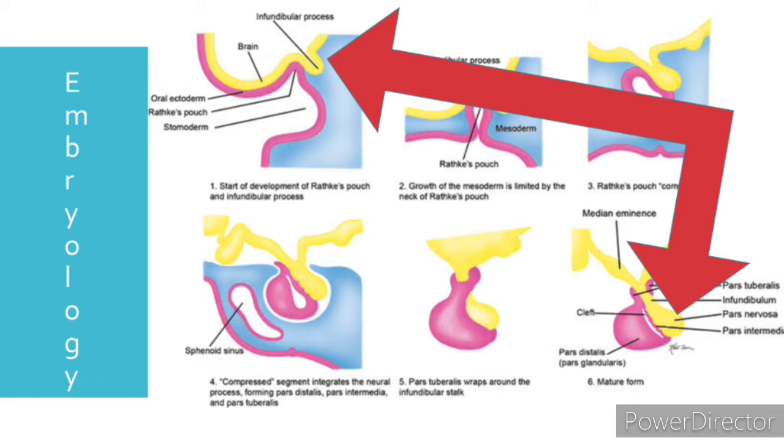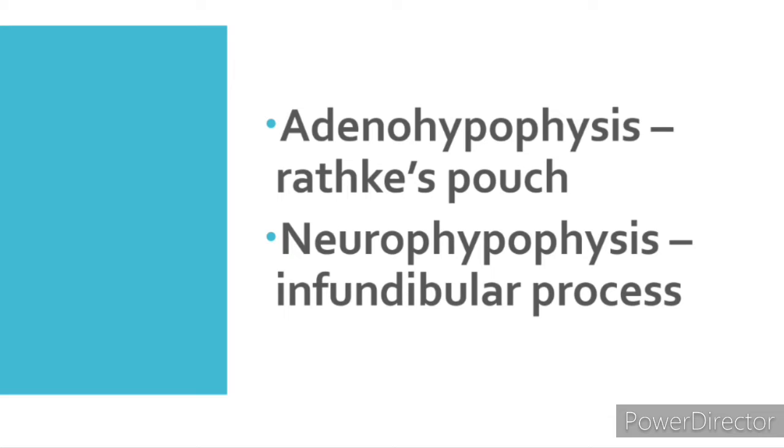Which is also called neurohypophysis, and it is derived from the downward growth of the infundibular process. You can see the infundibular process in the first diagram, right? So to sum it up, the adenohypophysis, or the anterior lobe of the pituitary, grows from Rathke's pouch, and the neurohypophysis, the posterior lobe of the pituitary, grows from the infundibular process.